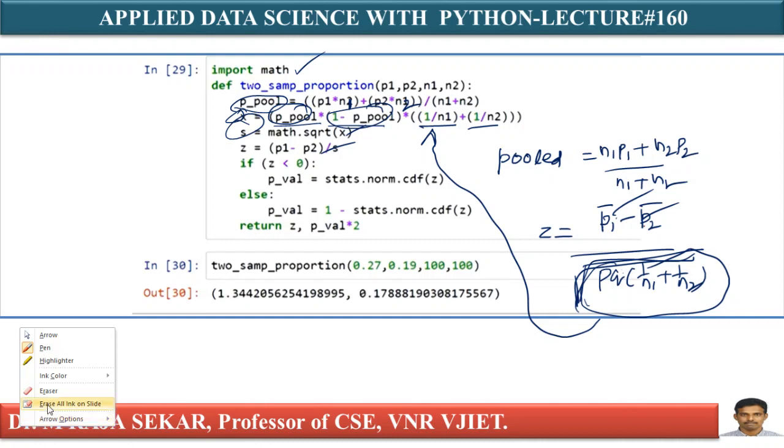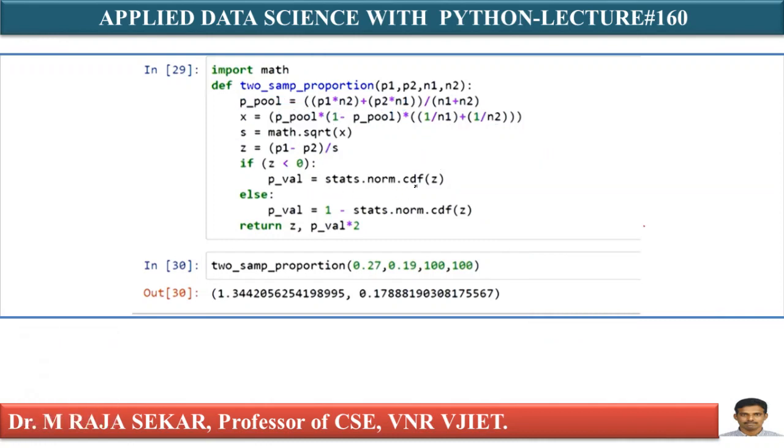Now, depending on the z value, if z is less than 0, stats.norm.cdf. This is the p-value. The p-value means the cumulative distribution function, the area under the normal distribution curve. If z is greater than 0, you must subtract from 1. As it is a two-tailed test, we multiply with 2. Just pass these parameters. What is my p1? 0.27. In the problem we already discussed how to do this. This is 0.19. The first sample size is n1, the second sample size is n2. If you pass it, you will get the values. My Z value is 1.34 and your P value is 0.17.